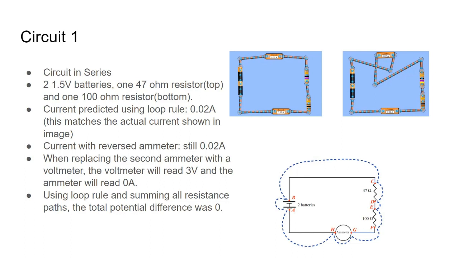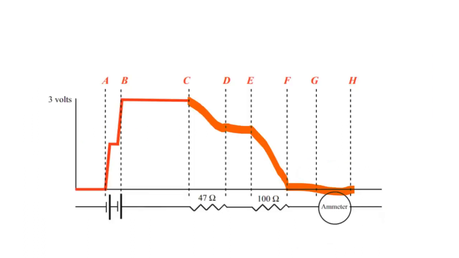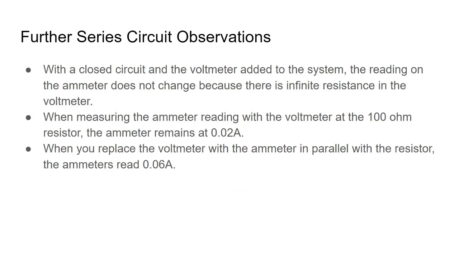And using the loop rule and summing all resistance paths, as you can see in this bottom image, for example, A to B, C to D, E to F, and G to H, the total potential difference was 0. And you can examine this in this graph, where you start at 0 and end at 0, with your climbing due to the voltage of the battery. And then when you hit the resistors, it falls off rather quickly because the resistance dims the effect of the current.